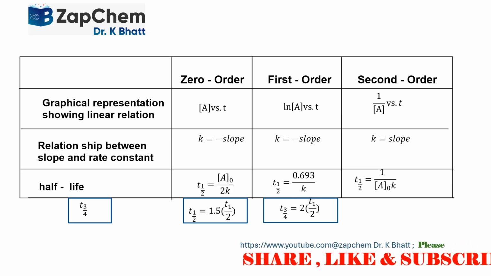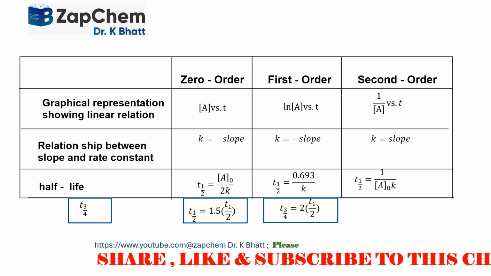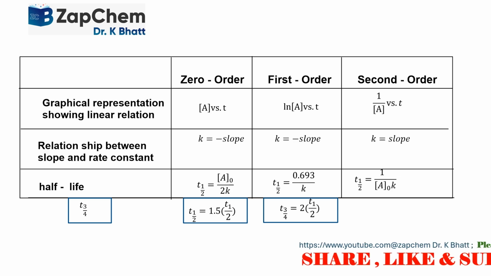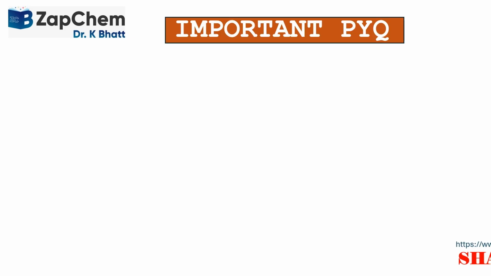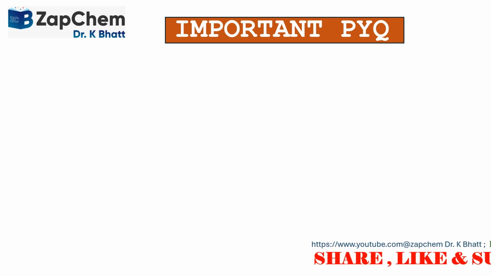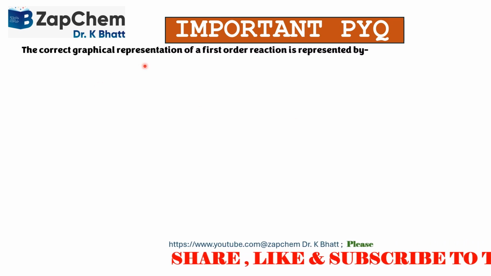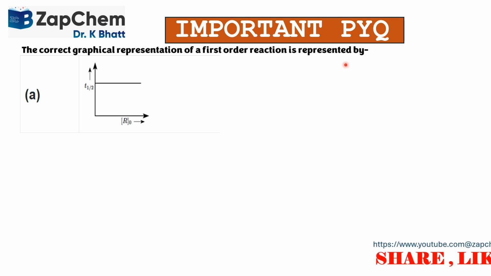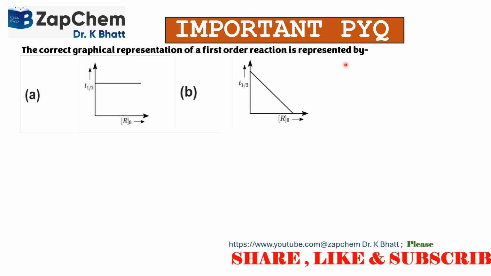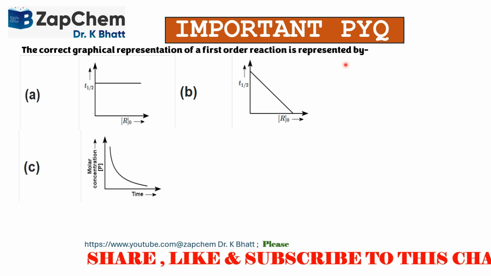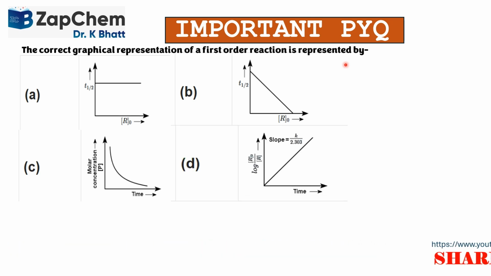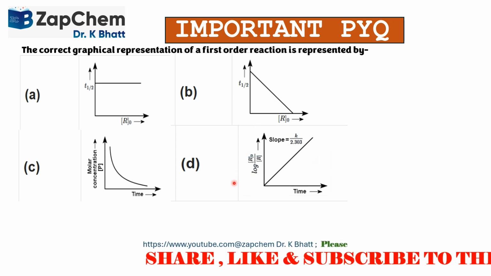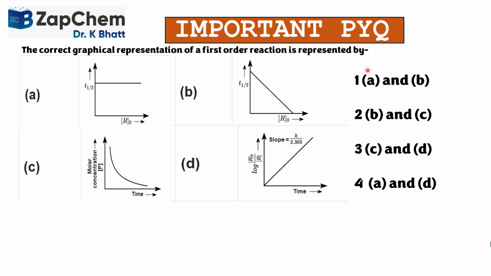to solve different questions. A few questions have already appeared representing the slope. There is a PYQ which we may take up today, and of course it is important. The correct graphical representation of first order reaction is represented by either A, B, or C, a curve is there, and D. So just now we have learned, and we can easily make out the correct answer from the options given here.